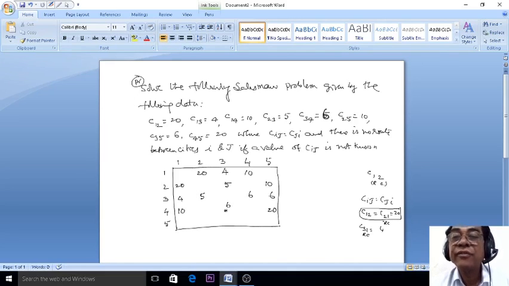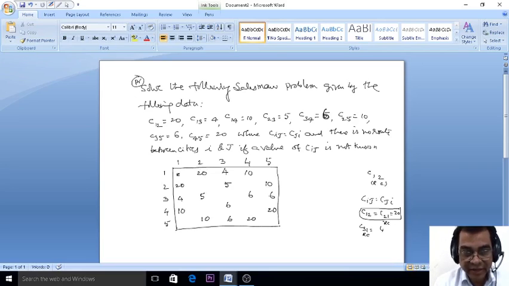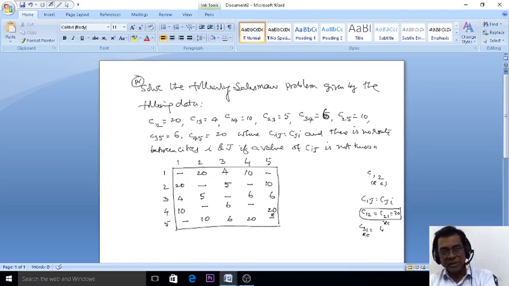And the next, fifth row, second column: 10. Fifth row, third column: 6. Fifth row, fourth column: 20. That's all. For the remaining elements, write down a dash in each place. That's all. See, the problem is given like this only.